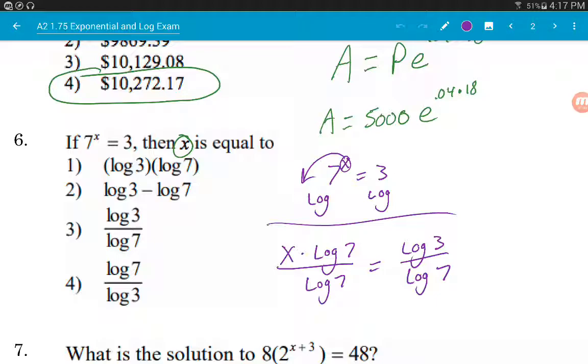The log 7 on the left will cancel out, the one on bottom and the one on top, and I'm left with x is equal to log 3 over log 7.